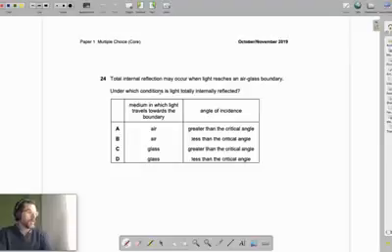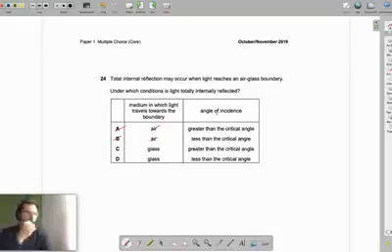Under which conditions is light totally internally reflected? So the first column, medium in which light travels towards the boundary. It must be traveling in glass, towards air. So we'll be discarding options A and B because this is not correct.